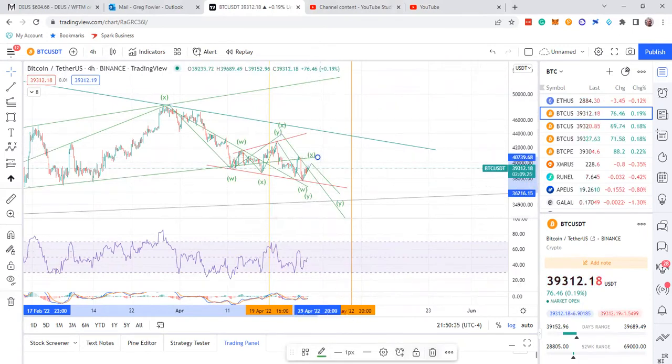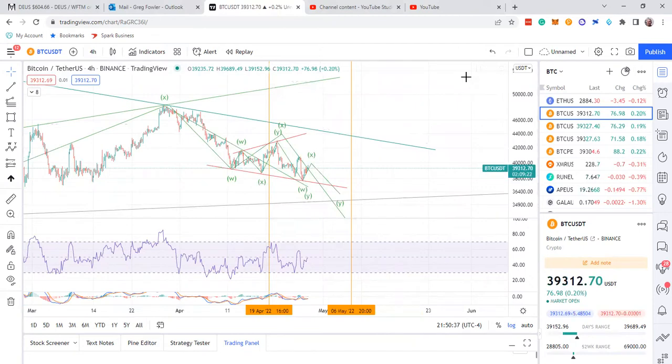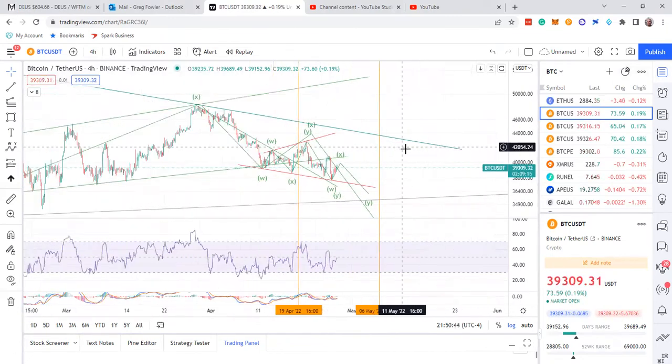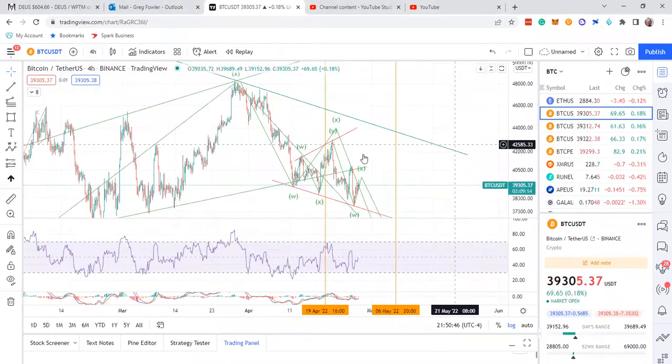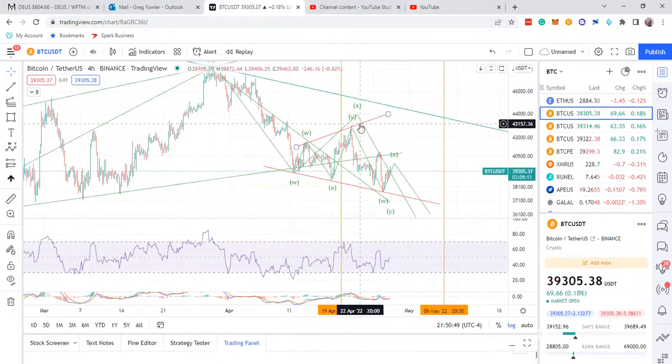What is that? Oh, that was that trend line. Let me bring that back. Just a second, guys. Let me bring that trend line back. There we go. Of what I do know, what's going on with Bitcoin.